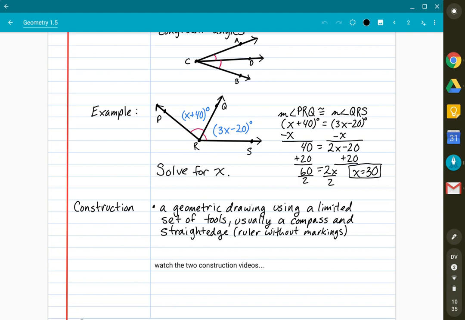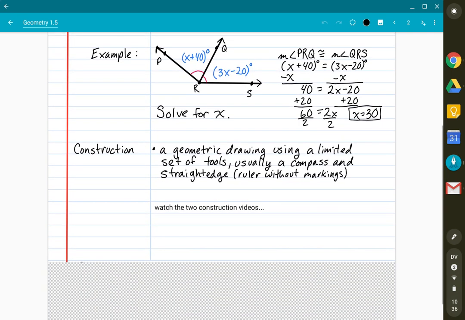Now theoretically, QRS should be exactly the same amount. So we can check. This one's 3x minus 20, and that's 3 times x, so 3 times 30 is 90. 90 take away 20 leaves me with 70 degrees. Excellent, we got congruent angles. And that's how you would find the angle measurement if you were asked to plug it back in.